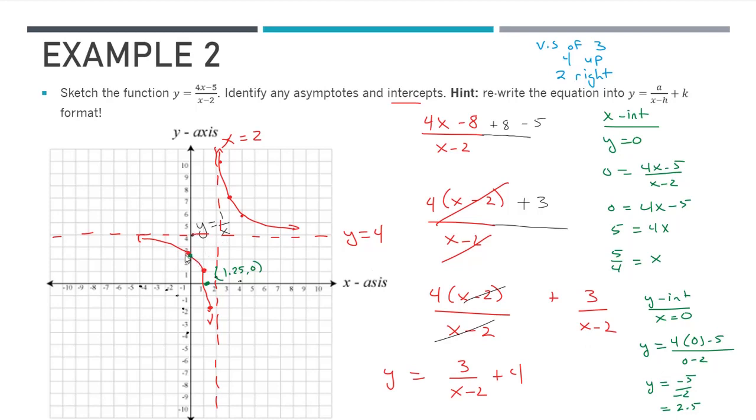And I guess this one possibly was supposed to be there. I don't really want to go back and look, but we got 0, 2.5. So now we have all the important points. And our graph looks, well, kind of all right.